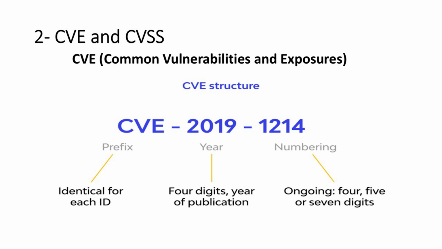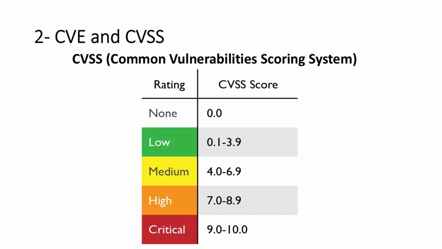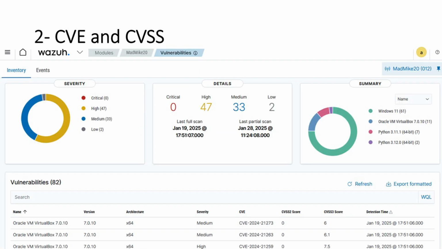But how do we know which vulnerability to prioritize? That's where CVSS comes in, which is the Common Vulnerability Scoring System. It's assigned a score from 0 to 10 to measure how severe a vulnerability is. For instance, a score of 9.8 means the vulnerability is critical and needs urgent attention. Together, CVE and CVSS provide both a name and severity level, helping organizations respond to vulnerability efficiently.